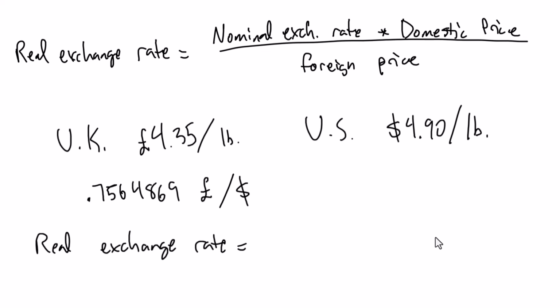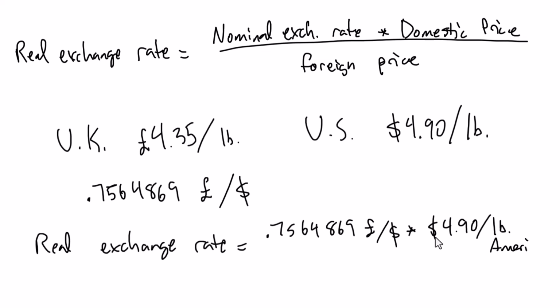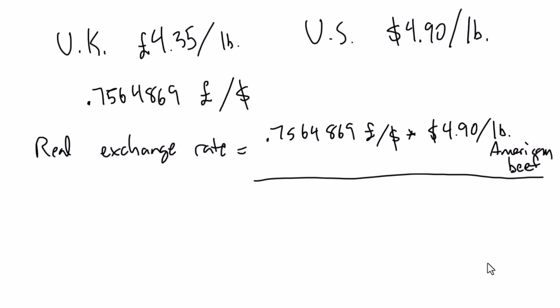First, we plug in our nominal exchange rate of 0.7564869 pounds per dollar times our domestic price, $4.90 per pound of American beef, and then divide that whole thing by the foreign price, 4.35 British pounds per pound of British beef. Now let's do the math.